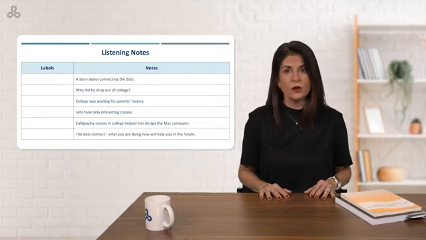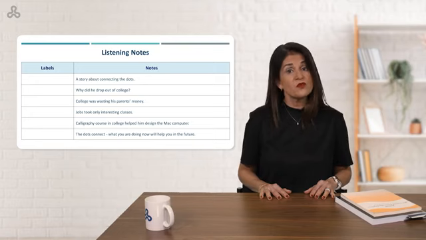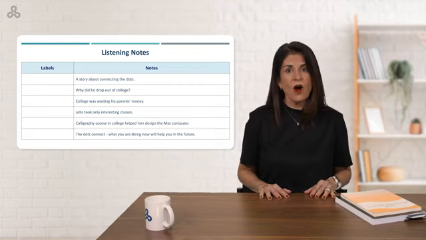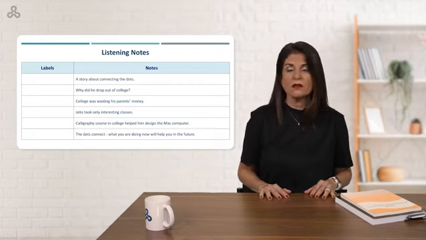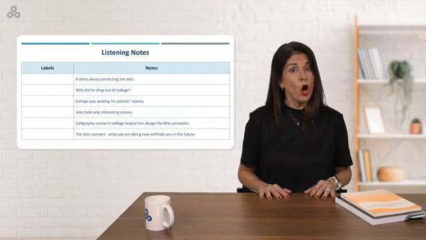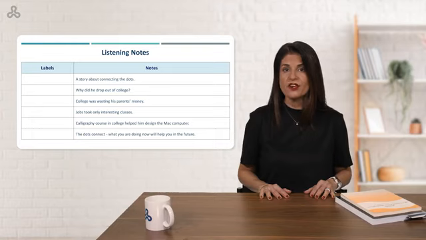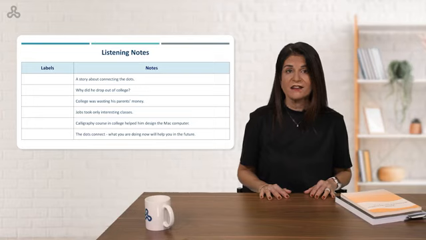Now, let's look at our notes and see if they make sense to us and have the most important ideas in the video. Let's read the notes. A story about connecting the dots. Why did he drop out of college? College was wasting his parents' money. Jobs took only interesting classes. Calligraphy course in college helped him design the Mac computer. The dots connect. What you are doing now will help you in the future.